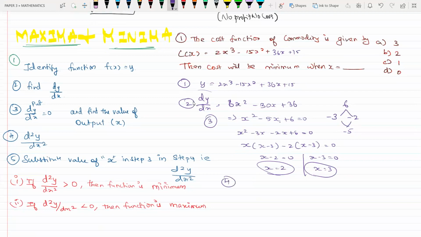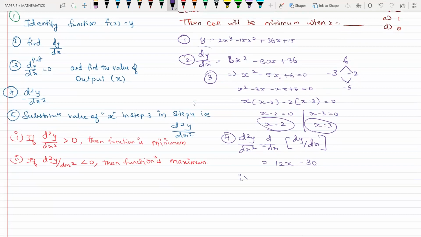What is my fourth step? The second derivative, d²y/dx². This is nothing but the derivative of dy/dx. I am going to differentiate it again. So it is nothing but 6x² will become 12x, minus 30x will become minus 30. Then first I am going to substitute x is equal to 2 in d²y/dx². Then it will become 24 minus 30, it will become minus 6.